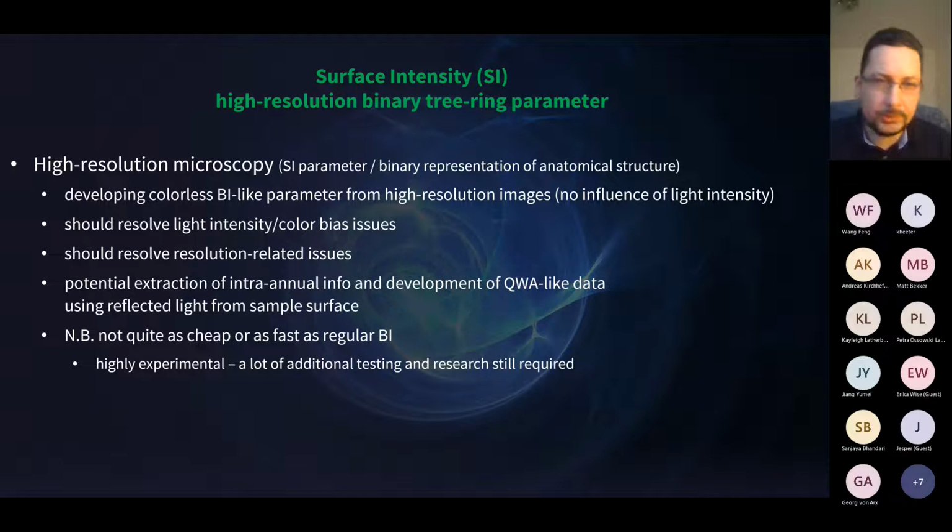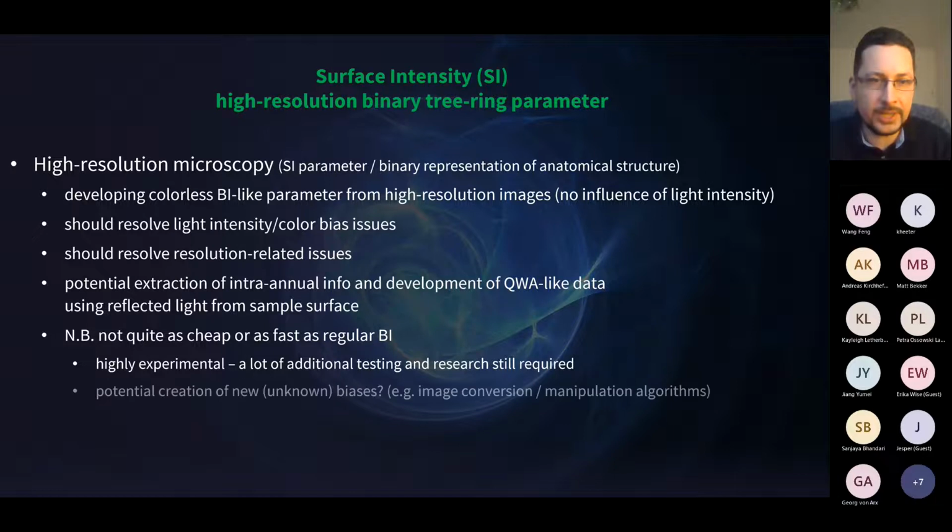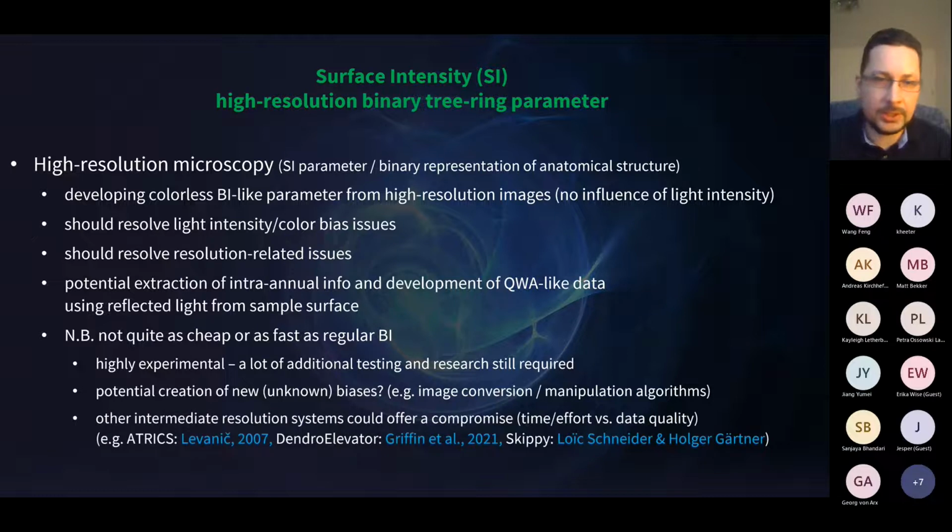And all of this is still quite new and pretty experimental. So we need to do a lot more testing to understand these parameters, their behavior, and how best to work with this parameter in a wide range of different contexts. Of course, there's also a possibility that we are creating some new biases that we are not aware of, for example something to do with the image processing, the manipulation of the images, and the way we are measuring. So that's something to think about.